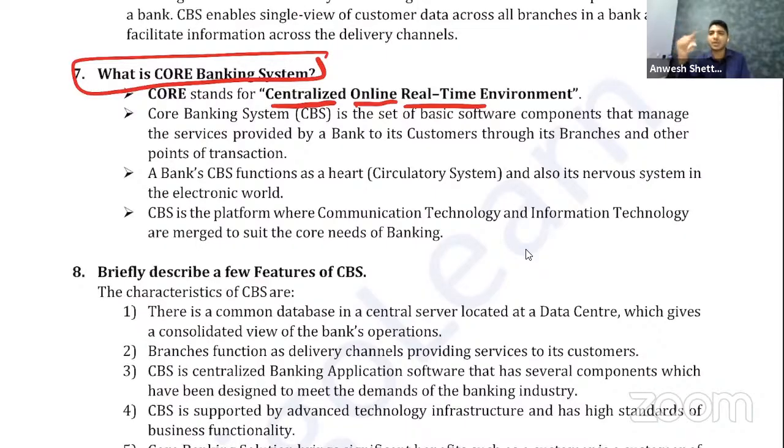Everything is centralized. Now, what do you mean by centralized? One bank has one central server. So all the branches are connected to that central server. That is what centralized is. What is online? Online means it is all with the help of internet. Then real-time environment, that is you deposit money, and at the same time it gets updated there. So there is no lag. So this is called core: centralized, online, real-time environment.